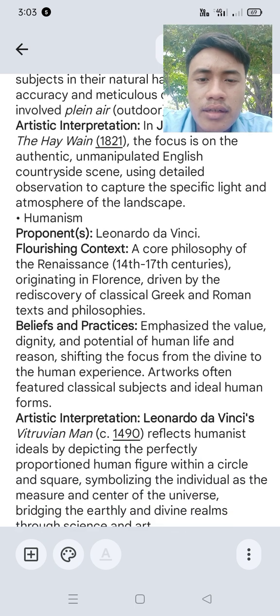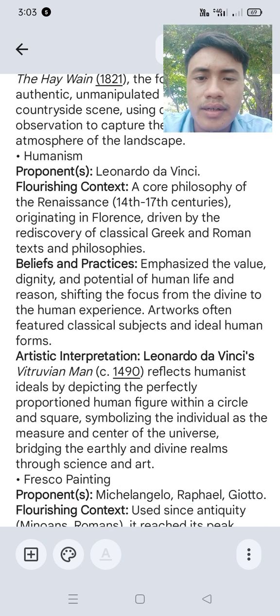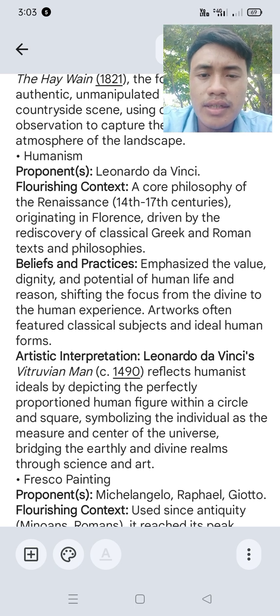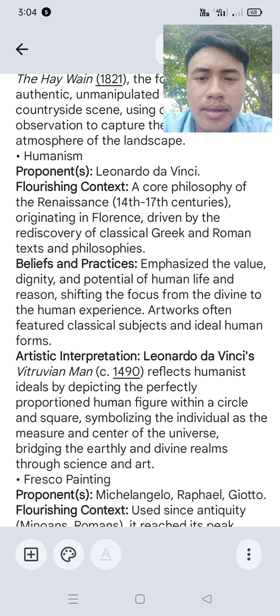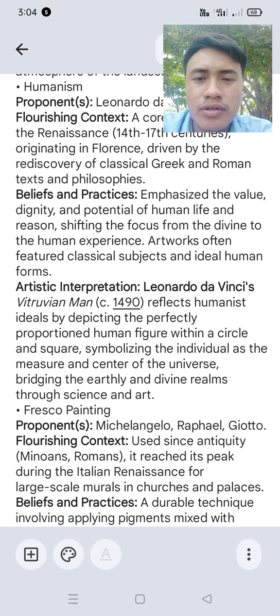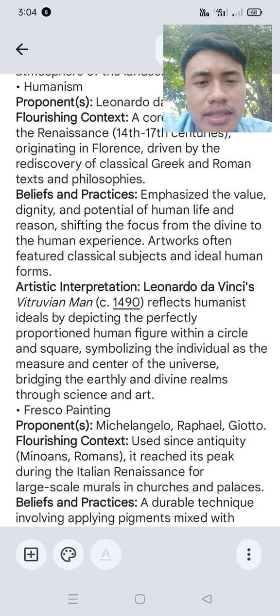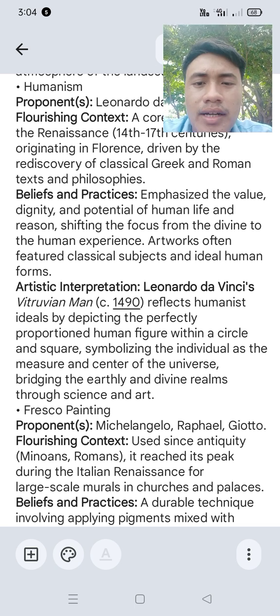Humanism. Flourishing context: a core philosophy of the Renaissance, 14th to 17th centuries, originating in Florence, driven by the rediscovery of classical Greek and Roman texts and philosophies. Next, beliefs and practices: emphasize the value, dignity, and potential of human life and reason, shifting the focus from the divine to the human experience.